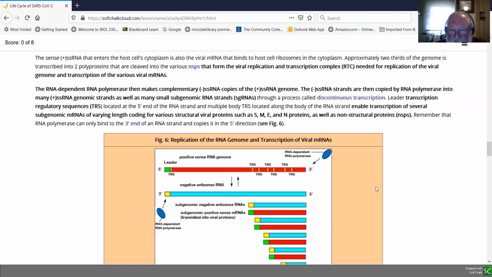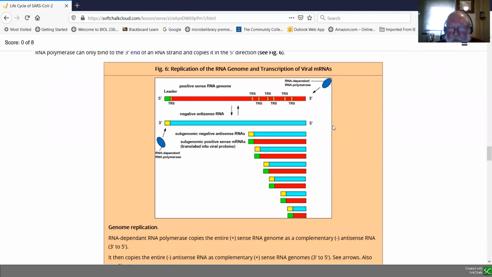And what that means is that this RNA genome has a lot of transcription regulatory sequences, or TRSs, located along the genome here. So these are all TRSs, with one at the very end, near the end of the molecule. Now, what RNA polymerase can do is it can bind to the 3' end, and it can stop copying at any one of these TRSs along the way, and then jump down to the final TRS and copy the end of it.